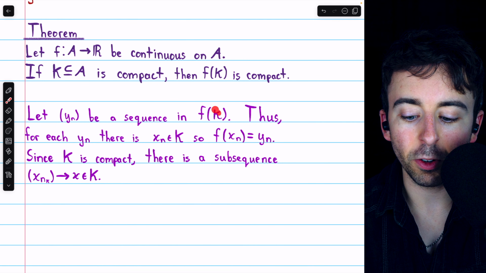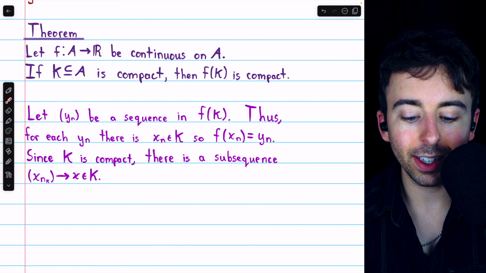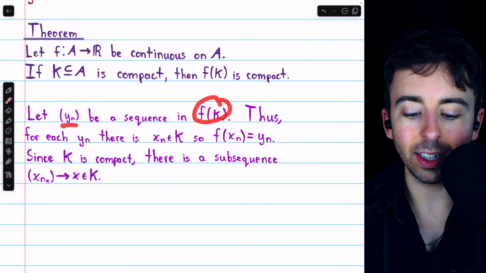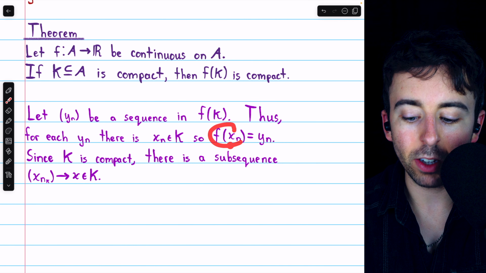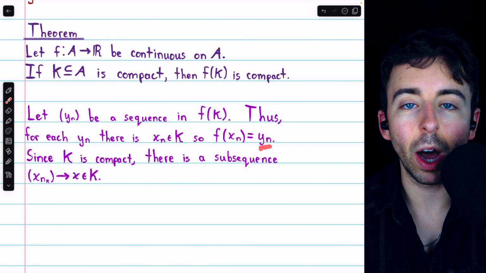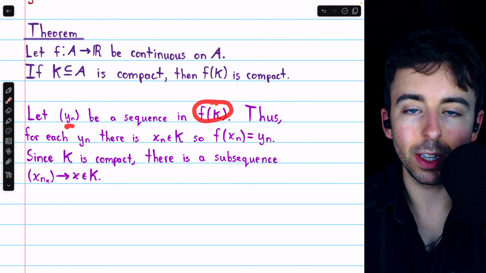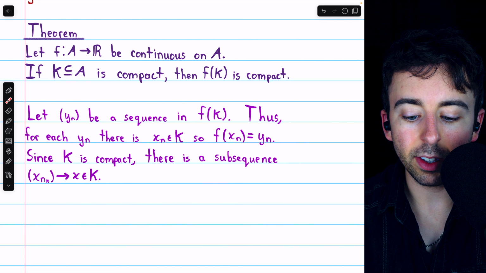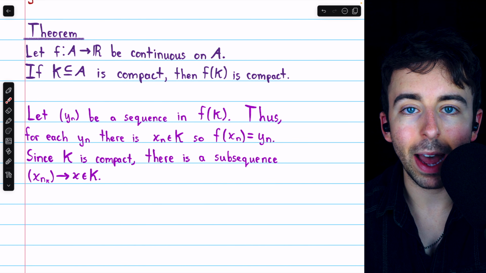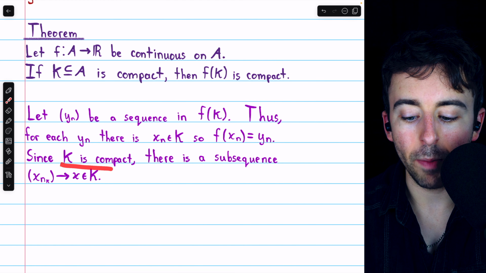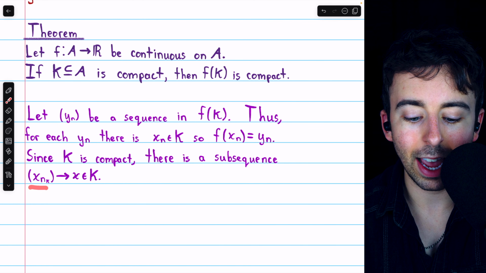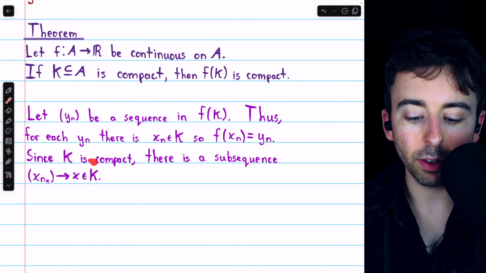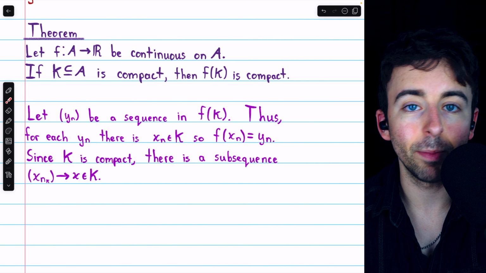To do this, we'll consider K, which we already know is compact. Since y_n is a sequence in f of K, we know that for each y_n, there's some element x_n in K whose image under the function f must be y_n. Otherwise, y_n couldn't be in the image f of K. In that way, we get this sequence of points x_n in the compact set K. Of course, K is compact, so this sequence x_n must have a subsequence, say x_{n_k}, that converges to a limit x, which must also be an element of K, since K is compact.